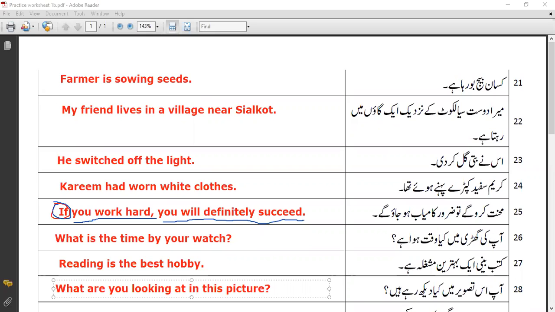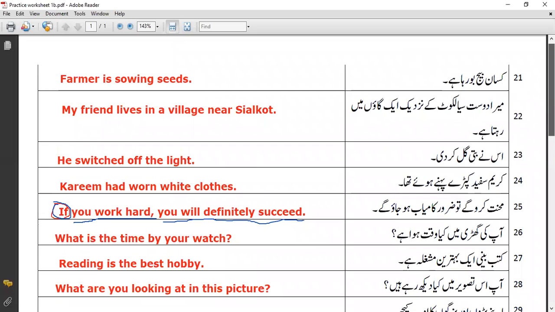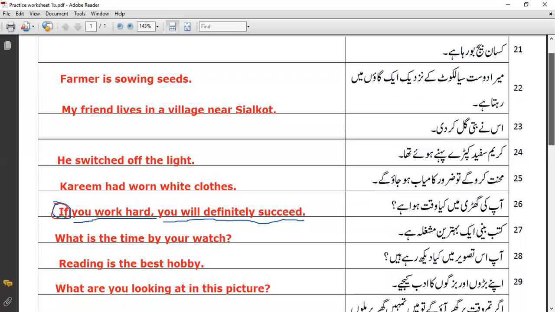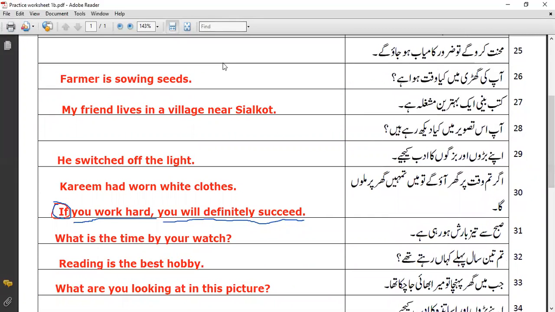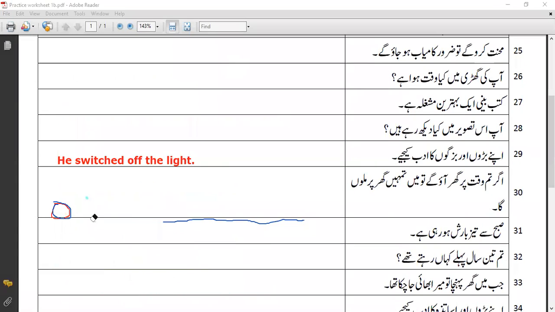Okay. Should we do a few more sentences? Okay. We'll try to do a few more. I'll erase these ones. I hope you must have written it. And let's translate it.